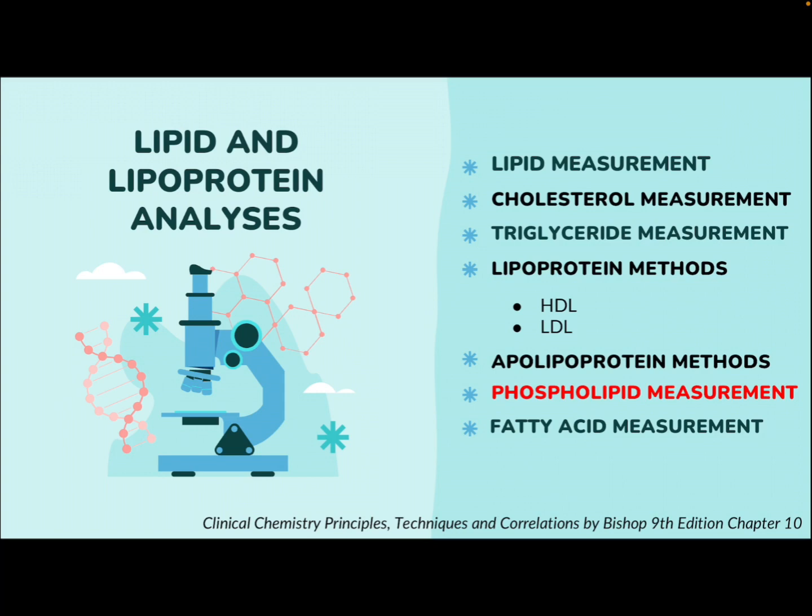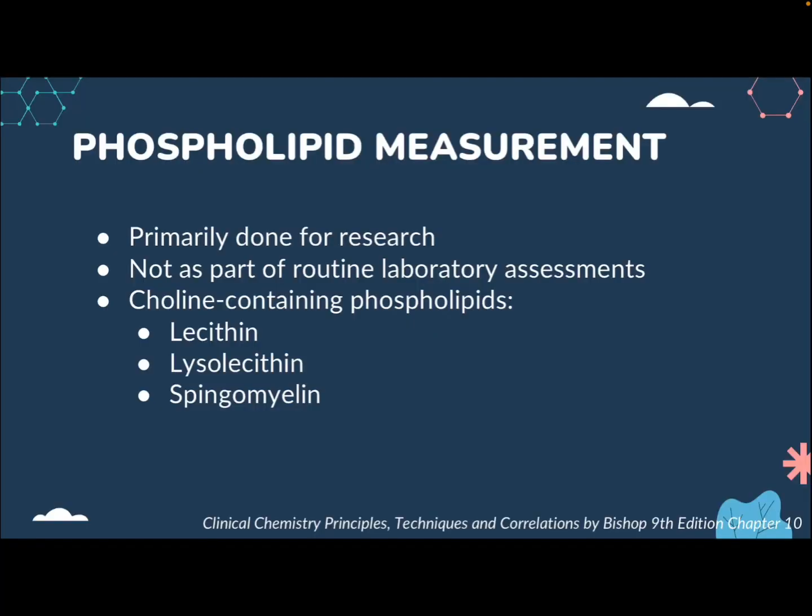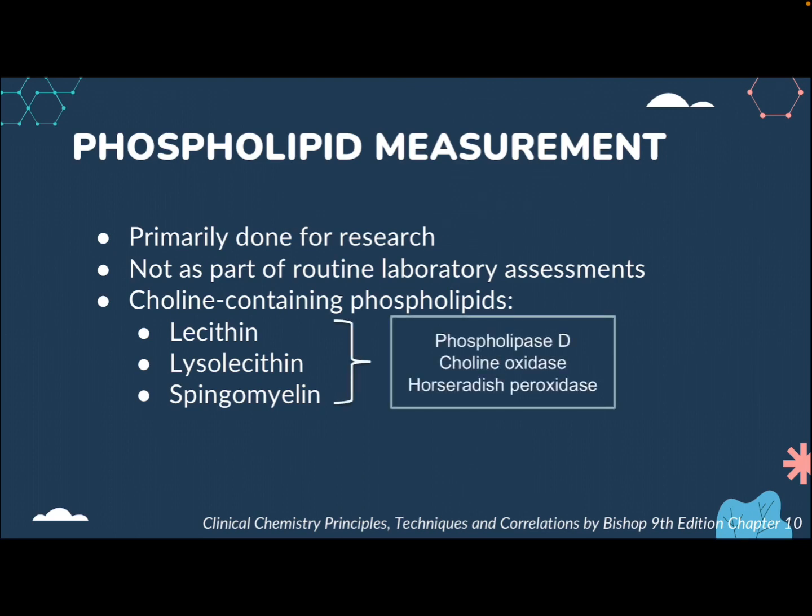Next, we have phospholipid measurement. Quantitative measurements of phospholipids are primarily done for research but not as part of routine laboratory assessments of lipids and lipoproteins, because they have not been shown to add any value for cardiovascular risk prediction. The choline-containing phospholipids lecithin, lysolecithin, and sphingomyelin, which account for at least 95% of total phospholipids in serum, can be measured by enzymatic reaction sequence using phospholipase D, choline oxidase, and horseradish peroxidase.